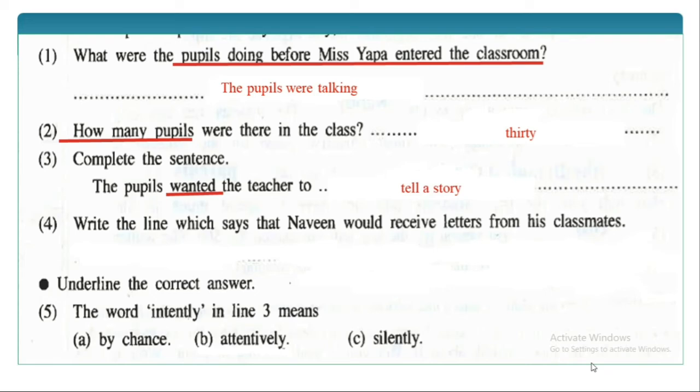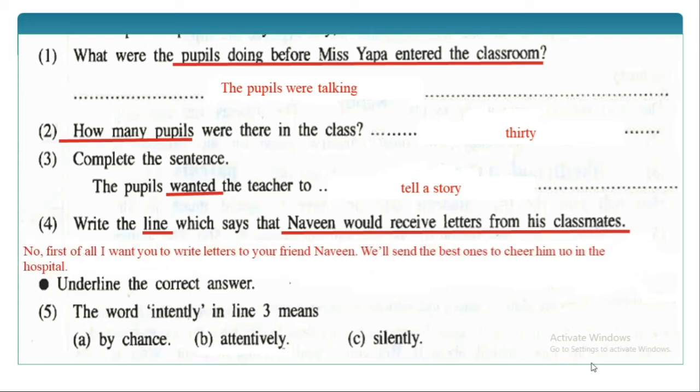Write the line which says that Naveen would receive letters from his classmates. You have to write the line. It says Naveen would receive letters from his classmates. The answer is: No. First of all, I want you to write letters to your friend Naveen. We will send the best ones to cheer him up in the hospital.